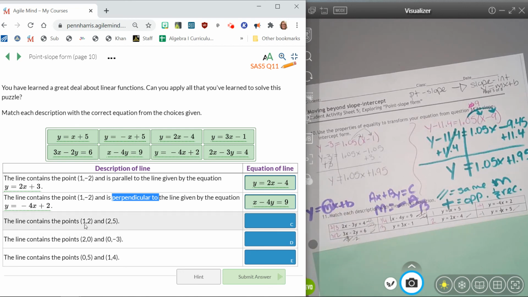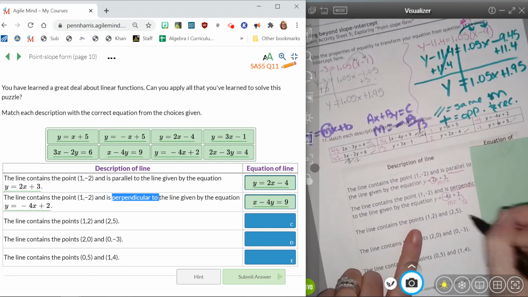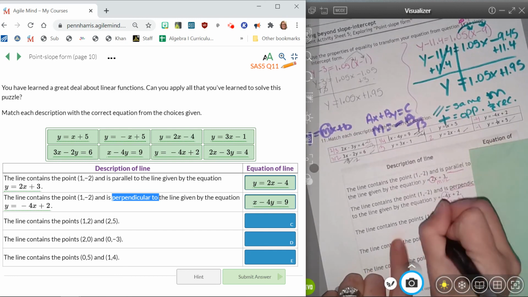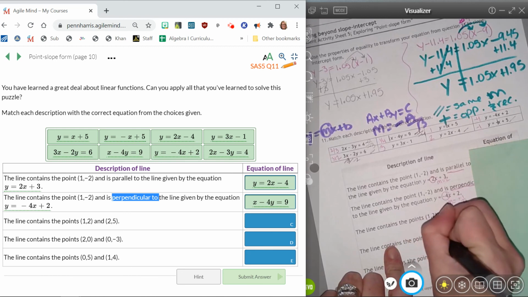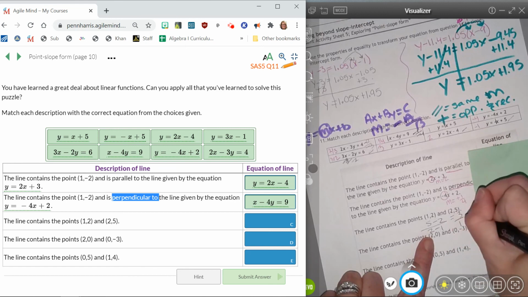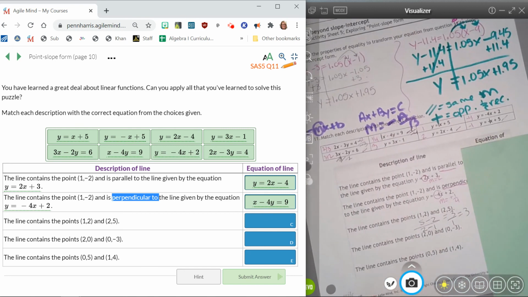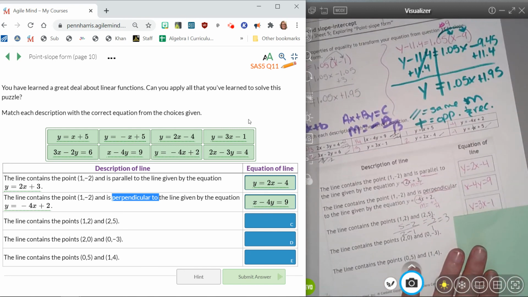Now they want a line that contains the points (1, 2) and (2, 5). The easiest way to go about this, guys, you can make an equation or you can sit and plug these in. I'm going to find the slope between these personally. That's going to be my first choice here. So if I'm looking for the slope, the change in my y's, 5 minus 2, over the change in my x's. 5 minus 2 is 3. 2 minus 1 is 1. 3 over 1 is 3. I only have one equation up here that looks like that, so we're going to call that our 3x minus y.